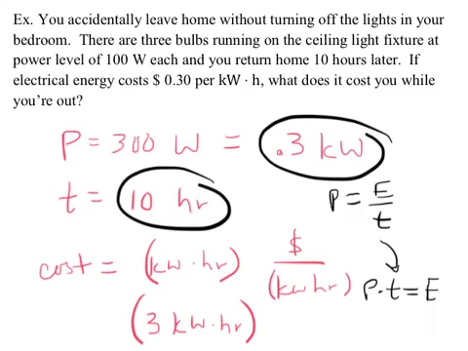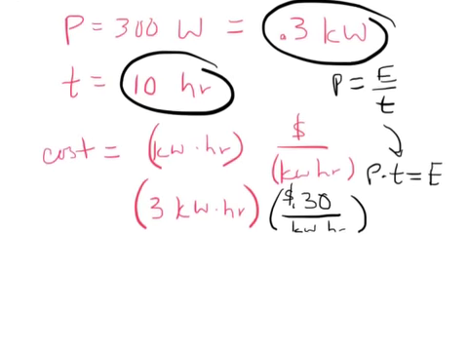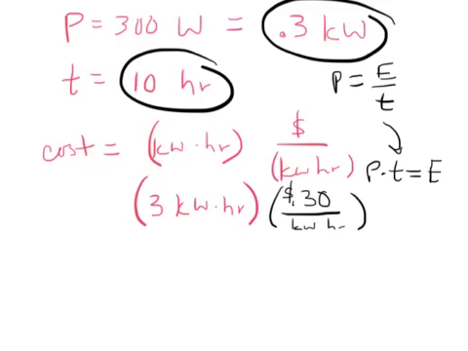Okay? Now, the cost per kilowatt hour is 30 cents per kilowatt hour. That's $0.30 per kilowatt hour. So what do you end up getting for the cost? 0.3 times 3, how much does it cost you? 90 cents.